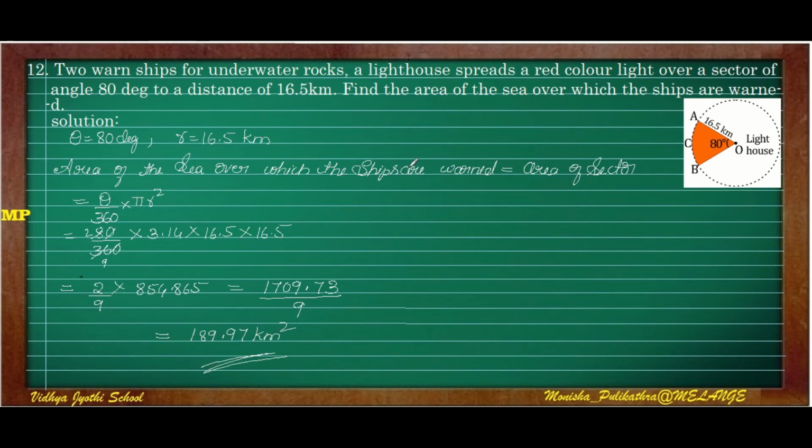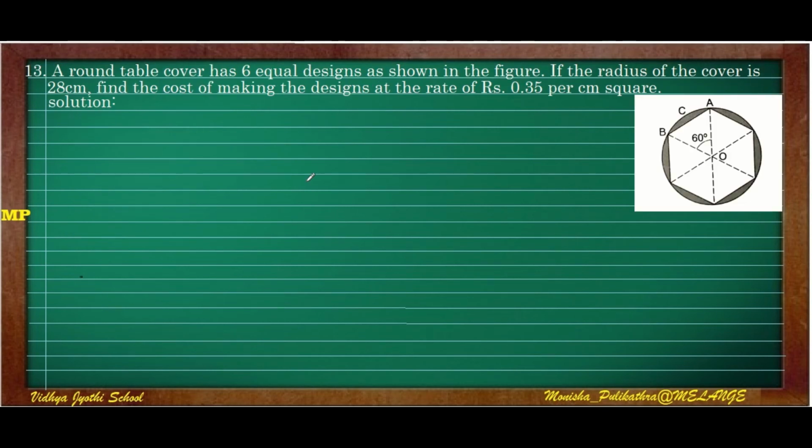I hope you understood this. Moving on to the 13th question of this session. A round table cover has 6 equal designs as shown in the figure. If the radius of the cover is 28 cm, find the cost of making the design at the rate of 0.35 per cm square.